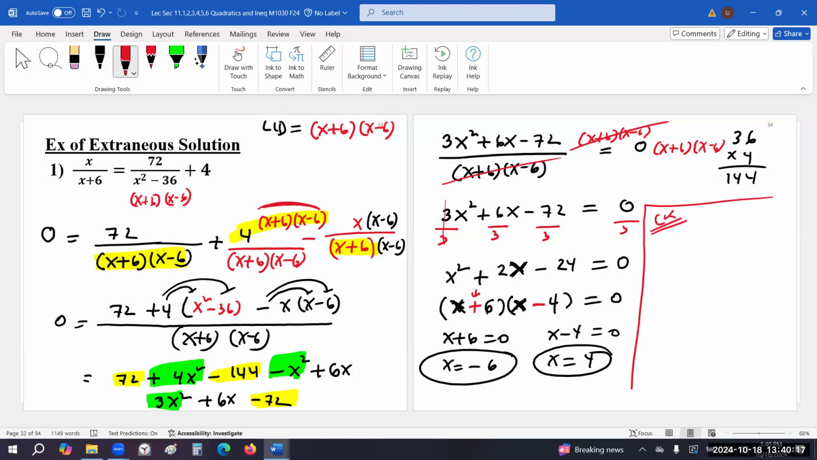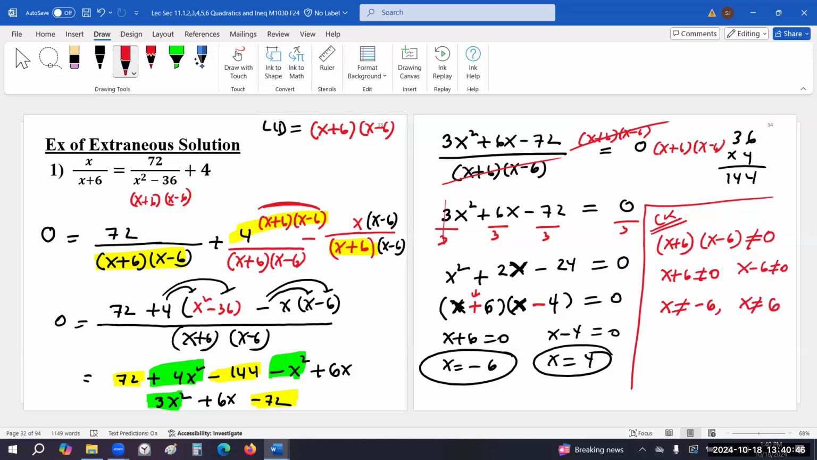So we go to our LCD: x plus 6 and x minus 6. We don't want any of them to be 0. Not equal to 0 means we don't want any of them to be 0. That means we don't want x plus 6 to be 0, and we don't want x minus 6 to be 0. So we don't want x to be what number?